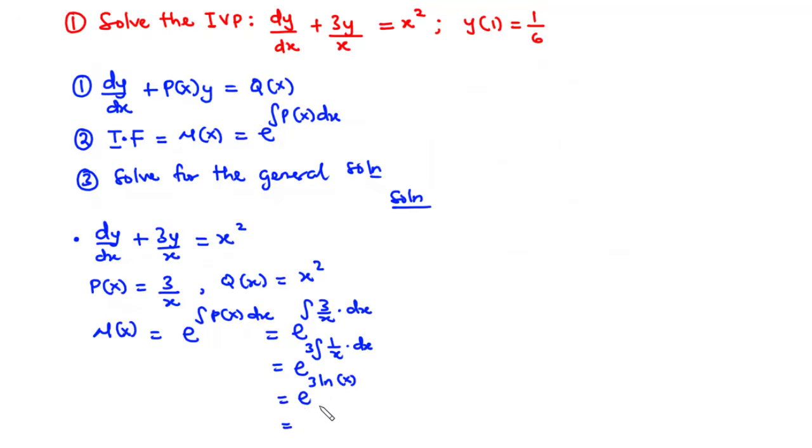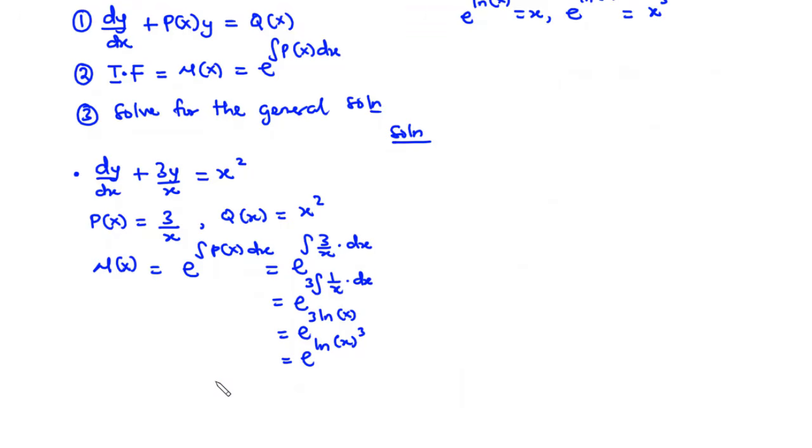and then we can represent this as e to the power of ln of x cubed. From properties, we know that e to the power of ln of x is equal to x. In that case, e to the power of ln of x cubed is equal to x cubed. Therefore, we have the integrating factor, mu of x, equal to x cubed. So this is the integrating factor, mu of x.